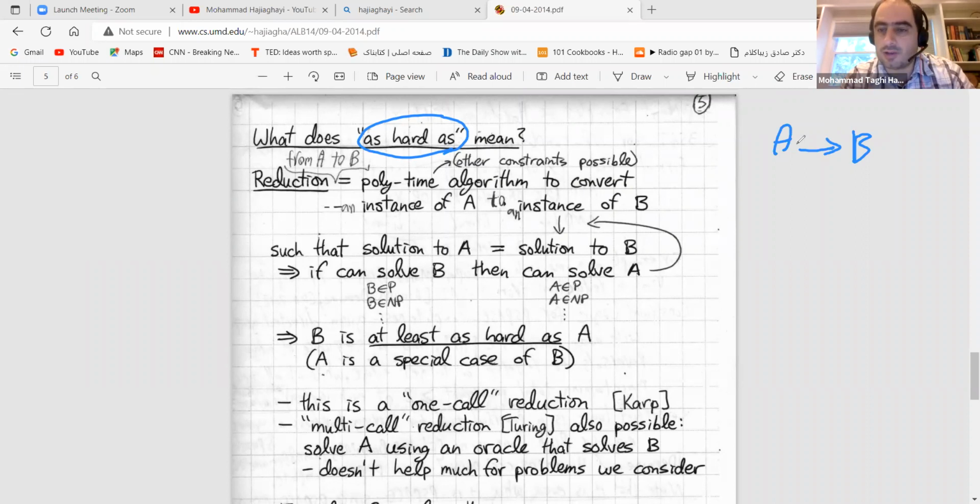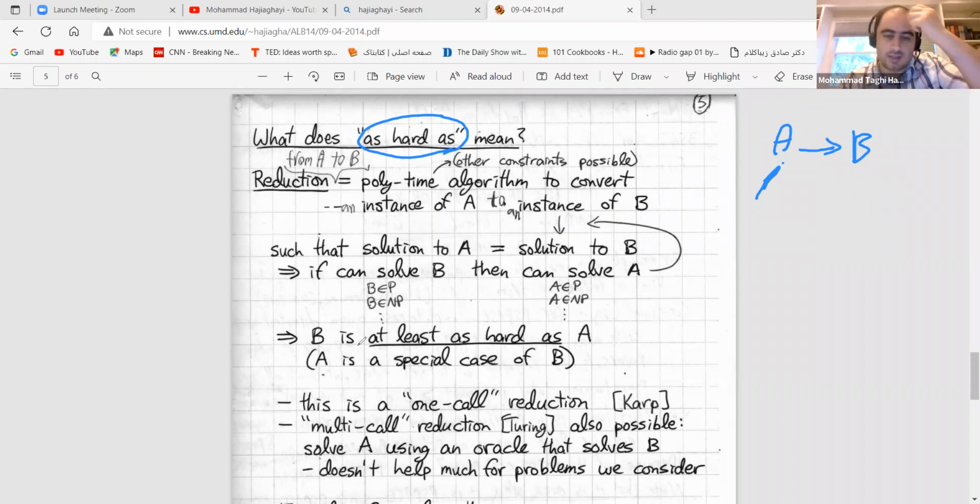So whenever there is a reduction from A to B, it means that the problem A is easier than B. And as mentioned here, if we can solve B, then we can solve A as well. So now what's the meaning of that? It means that problem B should be harder than A, because whenever we can solve B, we can solve A as well. As I mentioned, B is at least as hard as A.